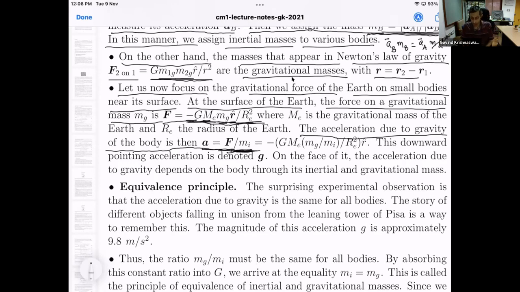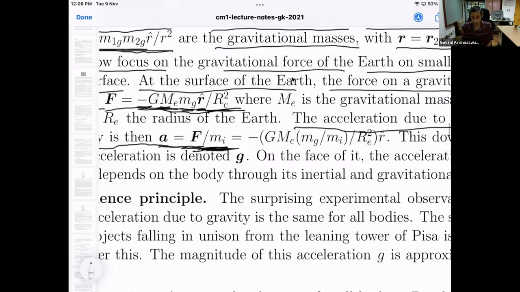Now, plugging in the formula for that gravitational force, we get this. I'm just making a second use of this gravitational force formula. So you get minus G, gravitational mass of Earth times gravitational mass of body, divided by inertial mass of body, times, divided by the square of the radius of the Earth. And of course it again points radially inwards, so you have a minus r hat. So this is the acceleration due to gravity.